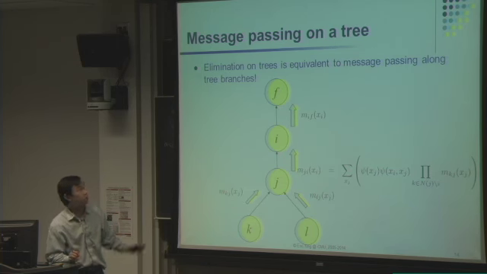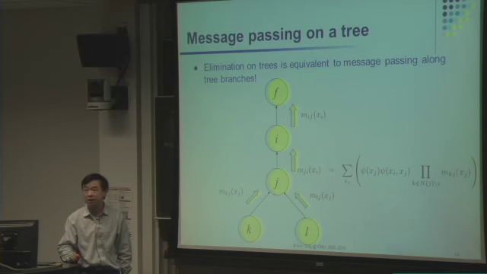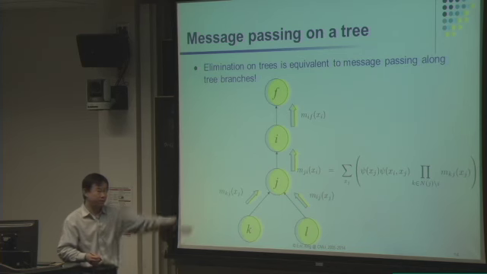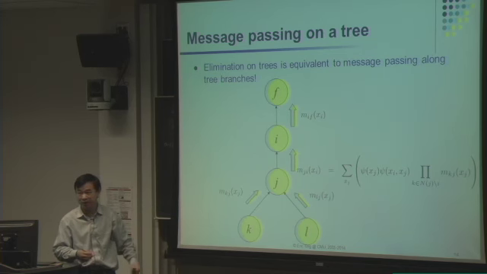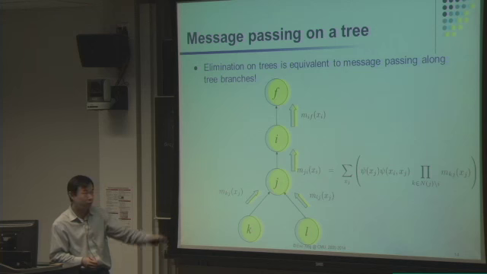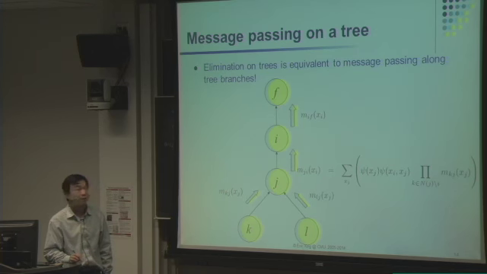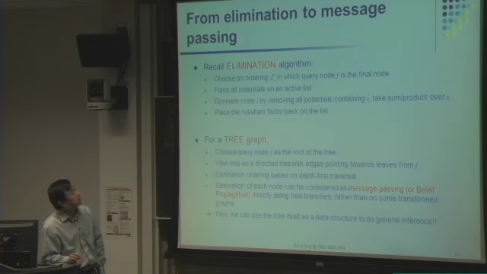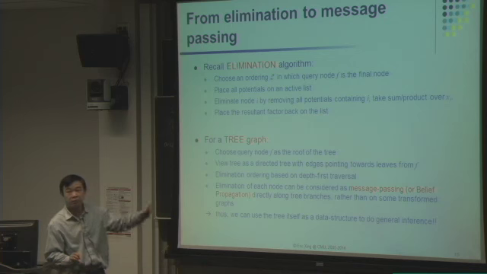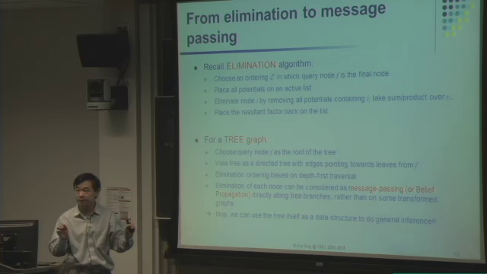And people give it a name called message passing. This is like passing the message on the tree rather than eliminating nodes on the tree. The benefit is that you keep the original structure intact. You can still see what's going on. In case you want to reuse the message, you now have a way to actually retrieve it. Okay? All right. So this is now from elimination to message passing. These two things are equivalent on trees.